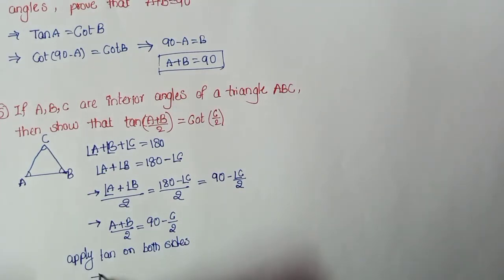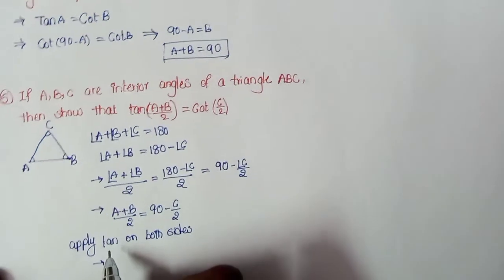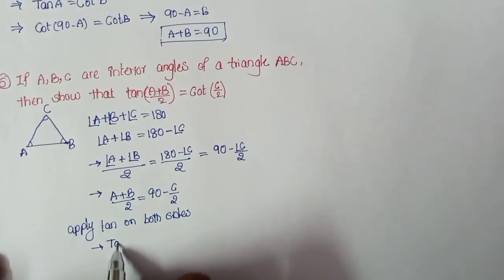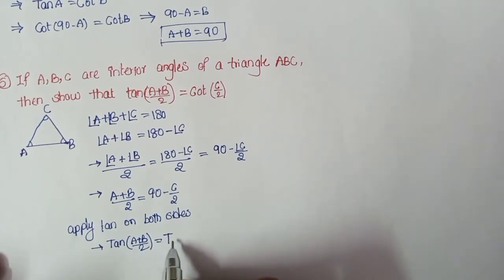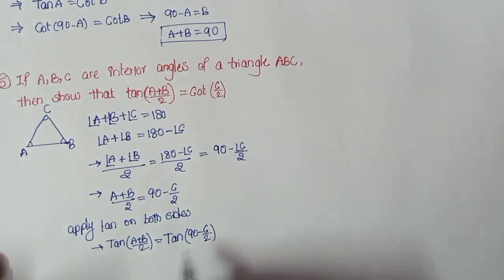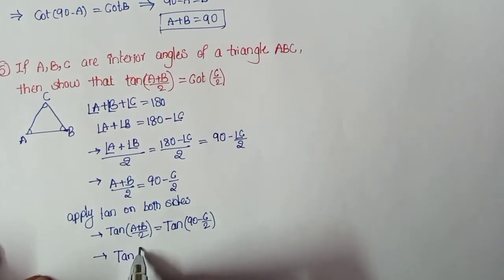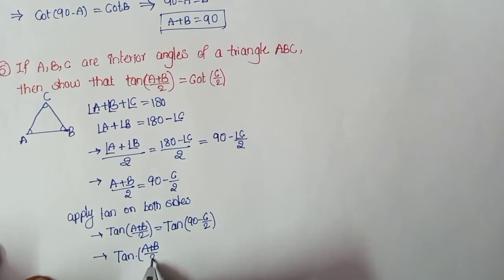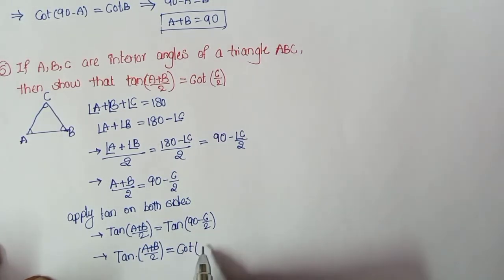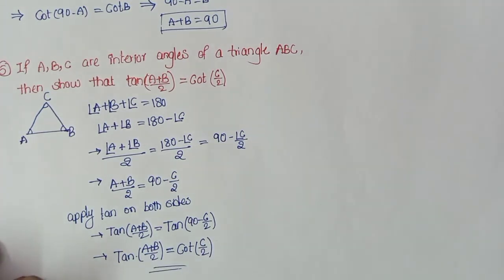Let us apply tan. Tan of (A plus B) by 2 is equal to tan of (90 minus C by 2). We know tan (90 minus theta) is cot theta. So tan of (A plus B) by 2 is equal to cot C by 2. So we have proved this question.